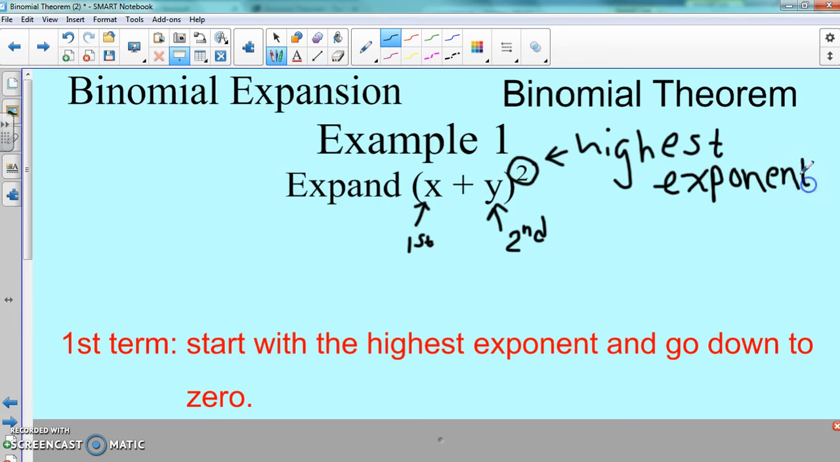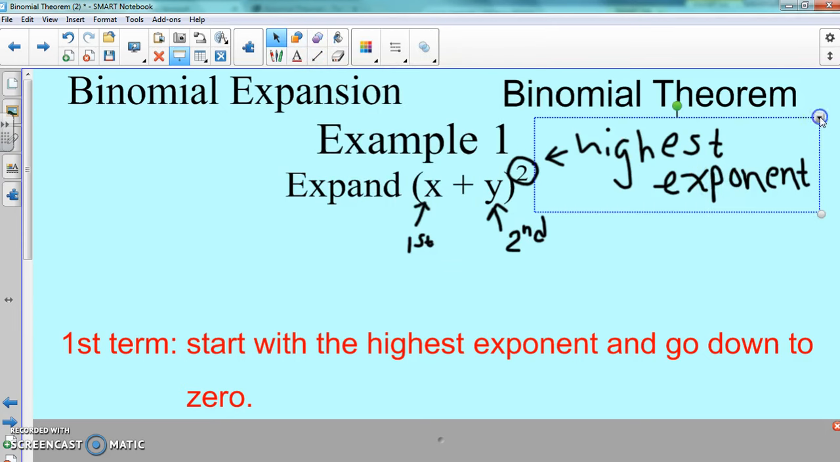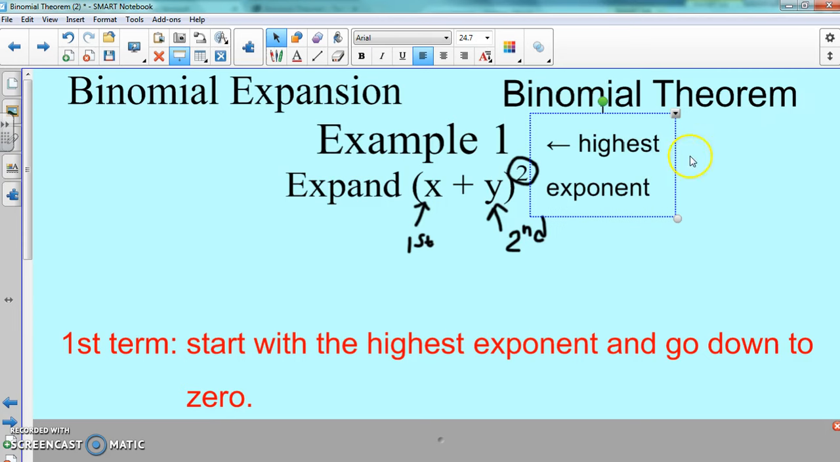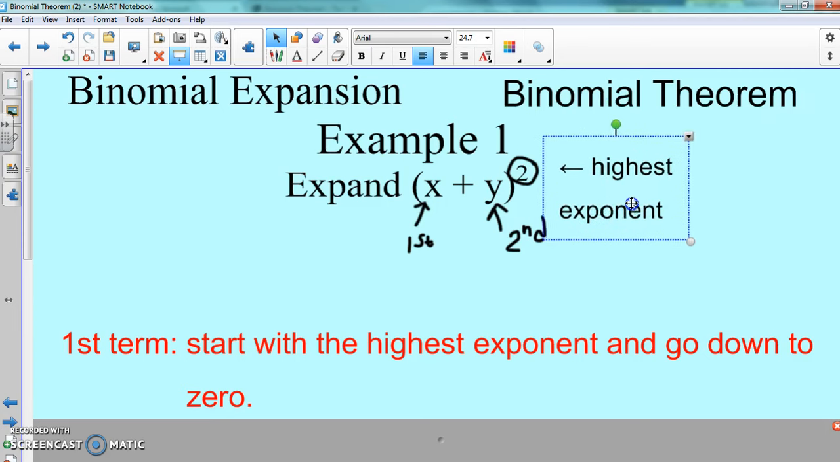Isn't that great handwriting right there? It's amazing. That looks wonderful. Let's see if it will change over. All right, so that's our highest exponent.